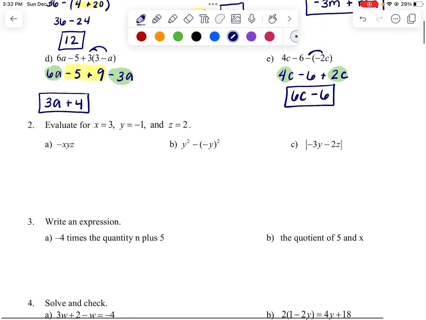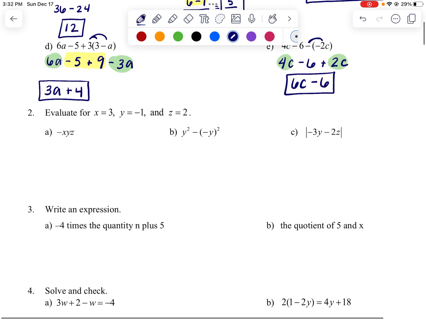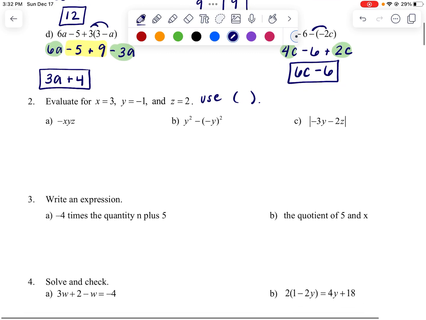Number 2 is asking us to evaluate. Now, evaluate means simplify, like you're trying to get it down to one number or as simple as possible. Remember, when you plug things in, you want to use your parentheses to make sure that we're paying close attention to those negative signs that we can easily miss.